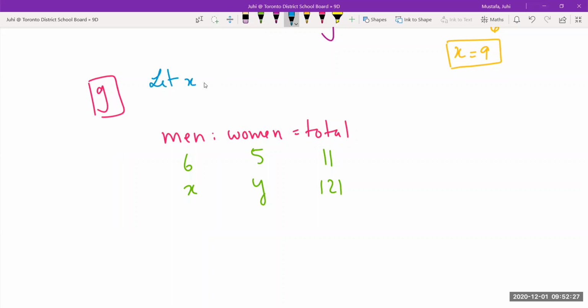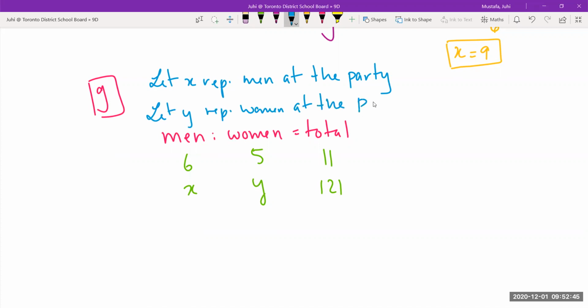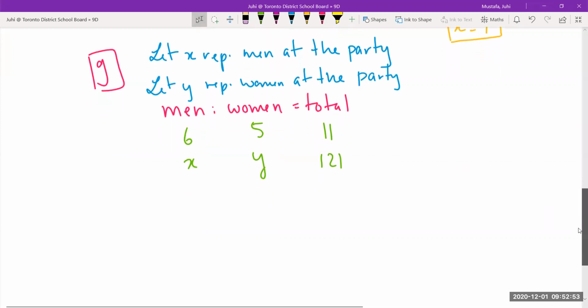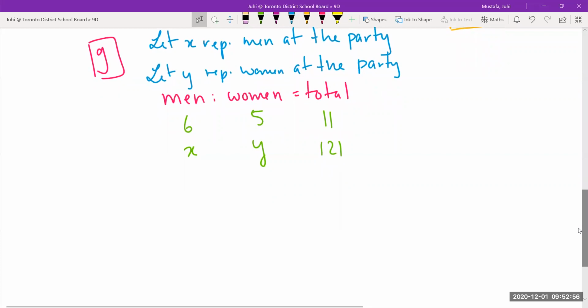Let X represent men at the party, and let Y represent women at the party. Now, if you didn't want to use X and Y, you just wanted to use X, that's fine. You're basically just going to have to do the question in 2 different times. But I'm going to use 2 different variables so that I can kind of get it done in one shot.